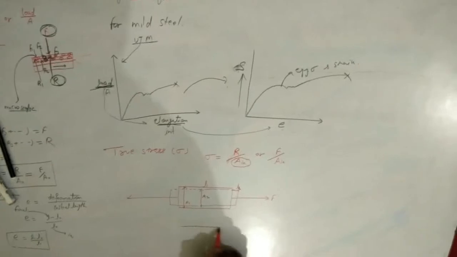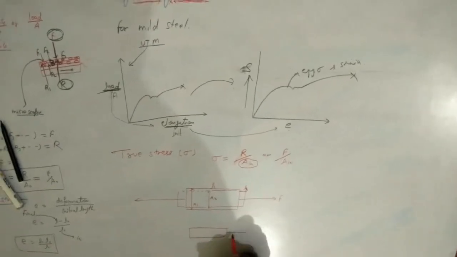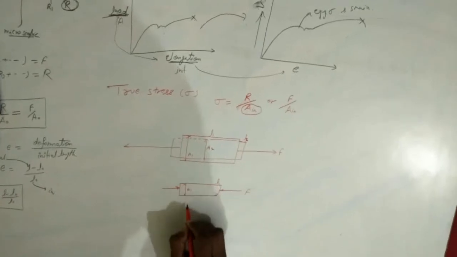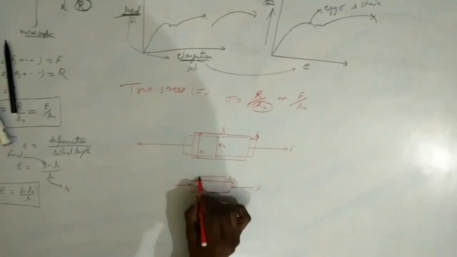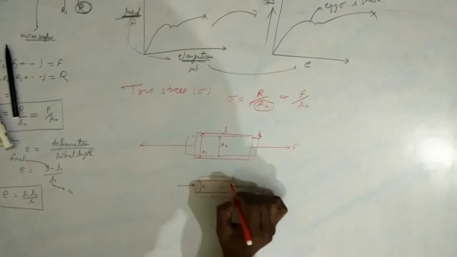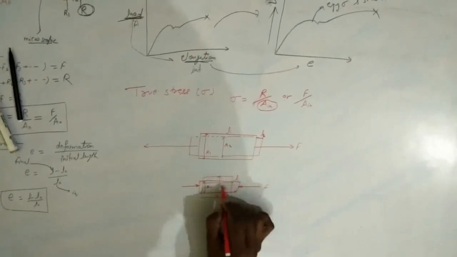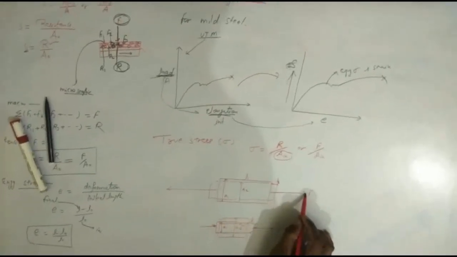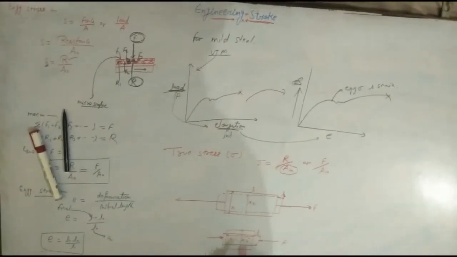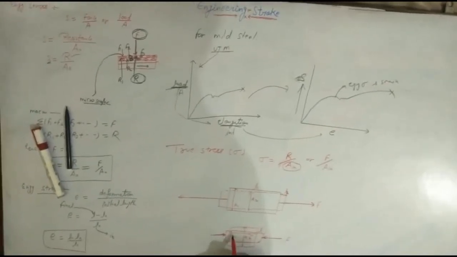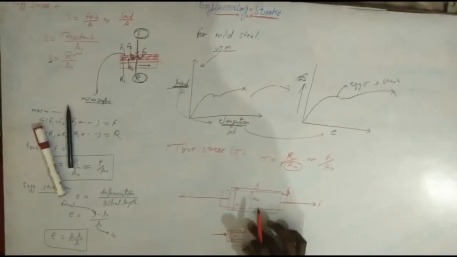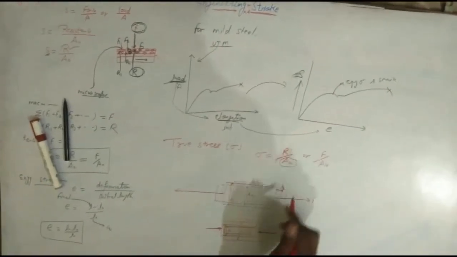And if we apply a compressive force F, with initial length L1 and initial area A1, then this will become this. So the area will increase to A2 and the length will decrease to L2. When tensile force is applied, the area will decrease and the length will become longer. And if compressive force is applied, the area will increase and the length will decrease. So this is the instantaneous area.